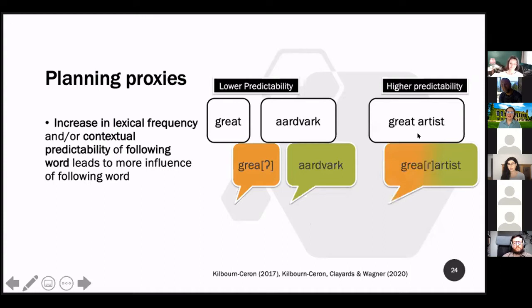On the other hand, if we have a word like artist, we talk about great artists all the time. It's a very common phrase. Artist is a common word. In that case, we expect it to be planned as a single unit, and therefore we expect it to be much more common to have a flap in the word great when it's specifically followed by a word like artist, which is more predictable and more common.